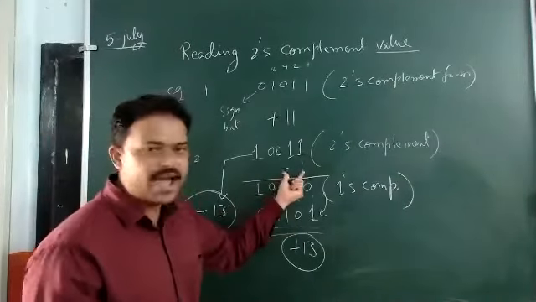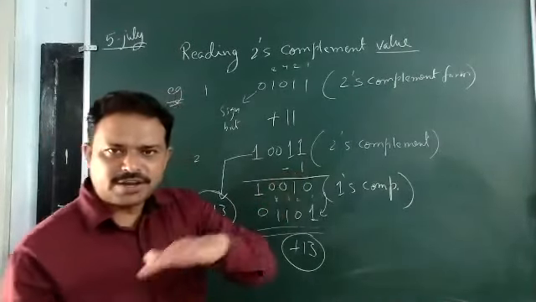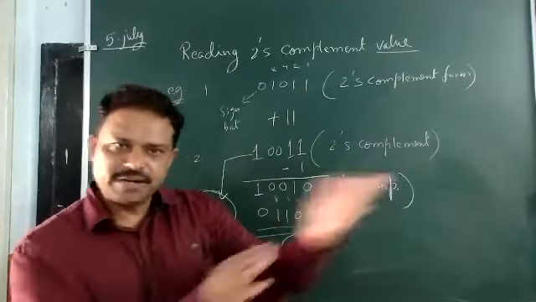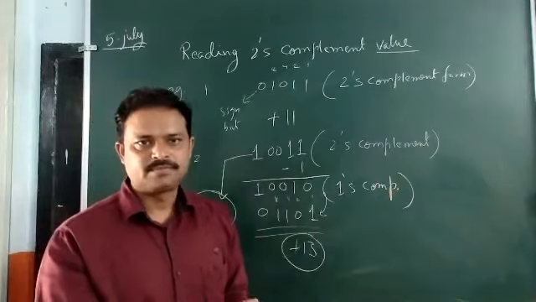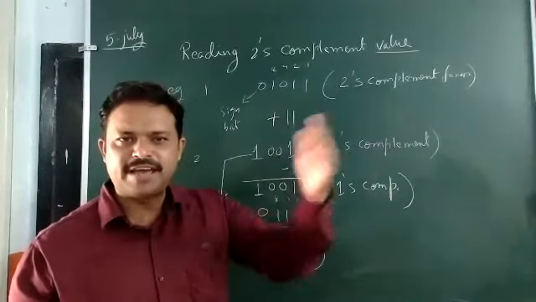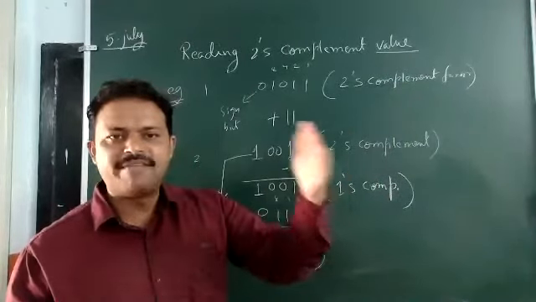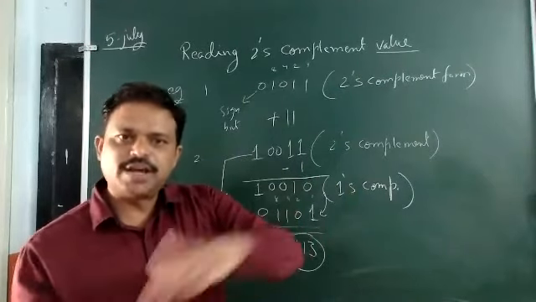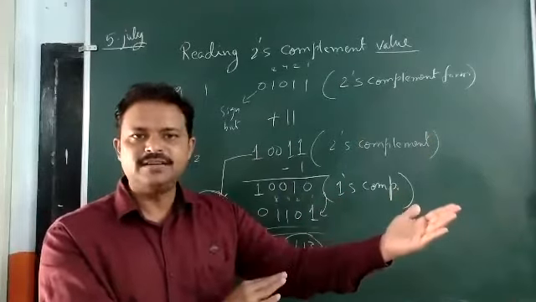So have you understood why I have done -1? Just reverse of the 2's complement. In order to get the 2's complement, we converted to 1's complement, then we added +1, and we got the answer, 2's complement. Just do the reverse of that method.